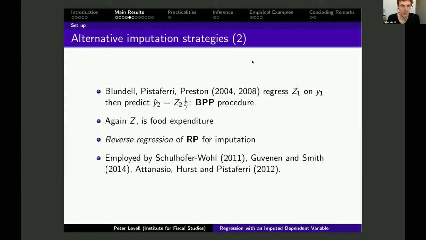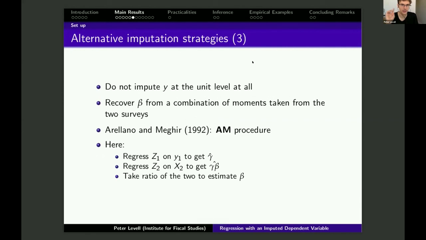An alternative approach that was used by Blundell, Pistaferri, Preston most notably, is to do the reverse regression of that. So regress z on y, take the inverse of the coefficient, and use that to get fitted values of gamma. And that's been used in a set of different papers. Although some papers use one method and some papers use the other, the justifications are often kind of ad hoc, and we're going to provide systematic justification for thinking about one method rather than the other.